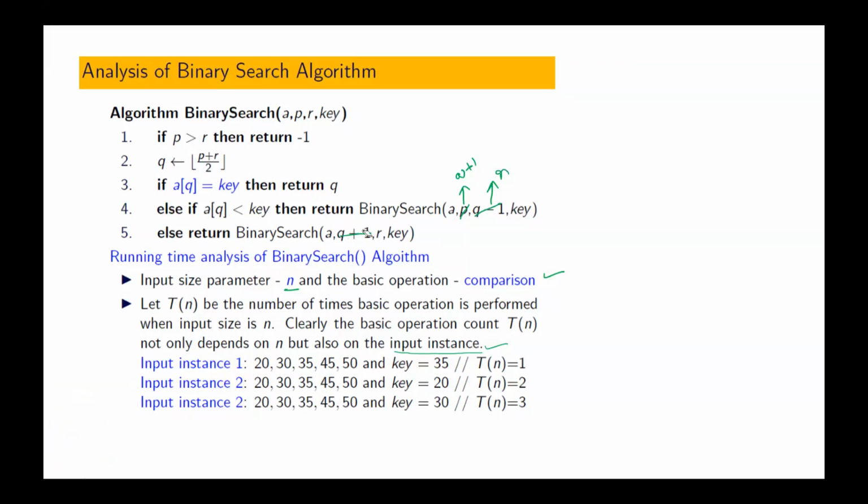Is that correct or not? Correct, sir. This is the right side. This is the left side. Left side means this is p to q minus 1. Okay. Now is it clear why T of n equals 1 in this case, why T of n equals 2, why T of n equals 3? These two cases we discussed already, only this case remains.